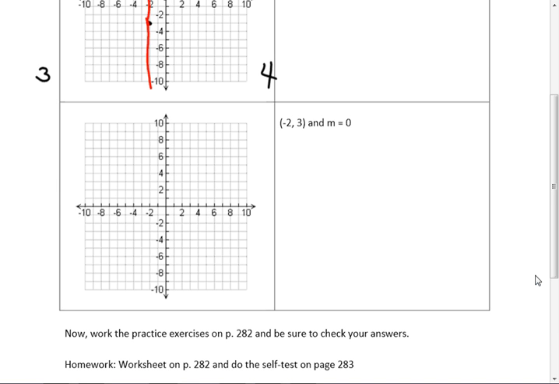-2, 1, 2, 3. No, it's a +3, and my slope is 0. That's a special case. It's horizontal. Yep, it's horizontal.